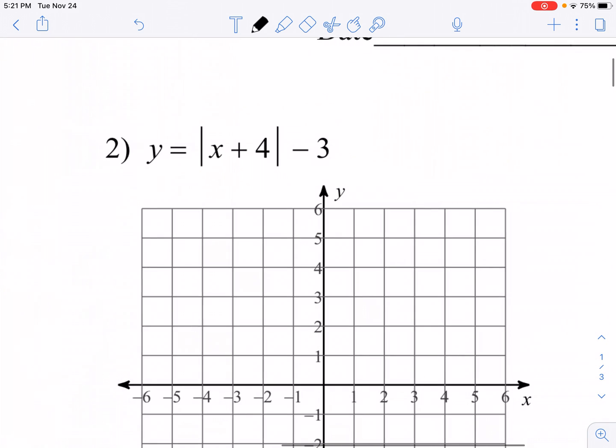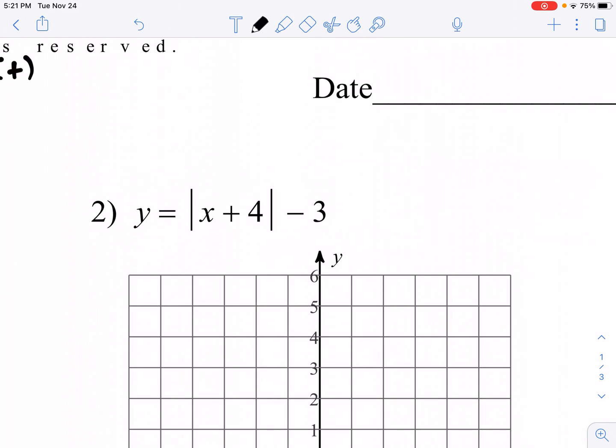Let's try one more of those, okay? So remember, inside the fence, we're going left and right. Outside the fence, we're going up and down. So this is x plus h, x plus 4. So if it's plus h, we're going to the left.